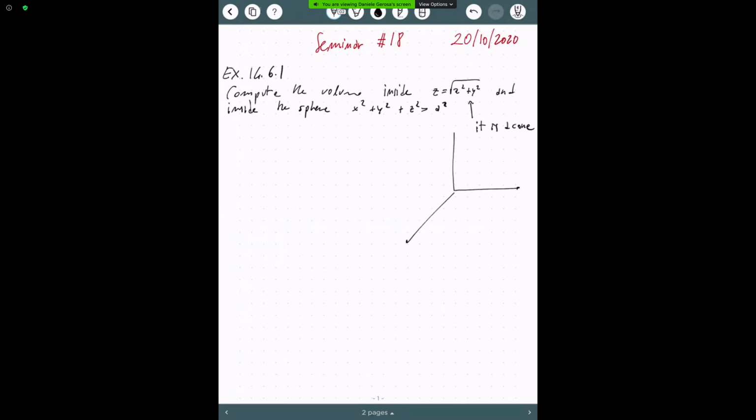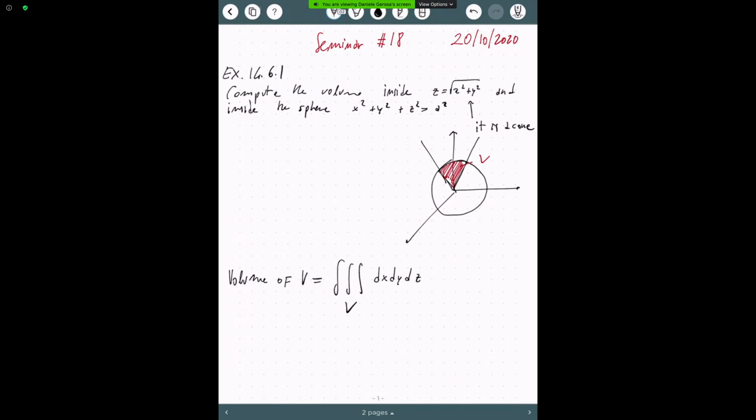So what's the situation here? We do have a sphere centered at zero, and then we do have a cone, something like that, and we want to compute the volume of this red object here inside. I'm calling this red part V, and we want to compute the volume of V. So the volume of V will be the triple integral over V of dx dy dz. So that's essentially it.